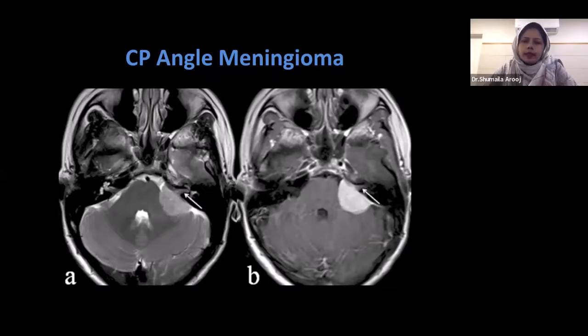This is another patient who has a CP angle meningioma, and as I was telling you, we just focus on the intracanalicular component of the eighth nerve. So on post-gadolinium images, you can see that the intracanalicular component is not enhancing. And then there is an enhancing dural tail.